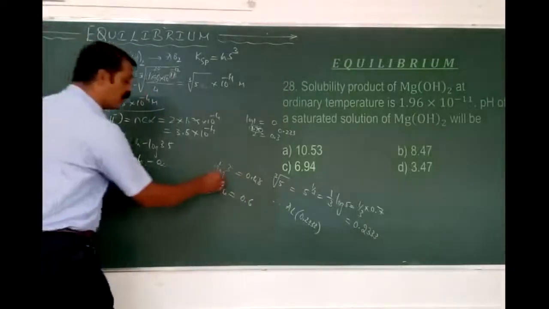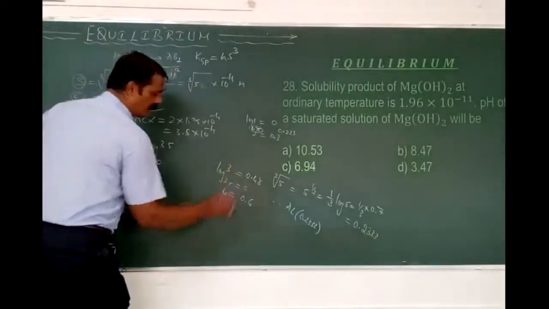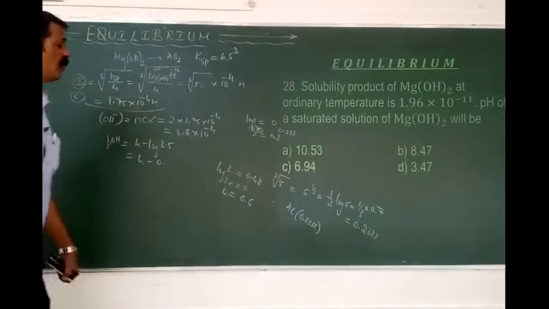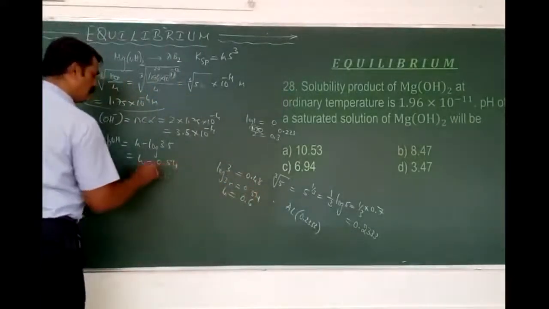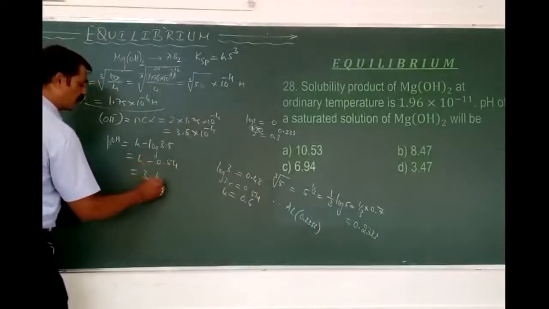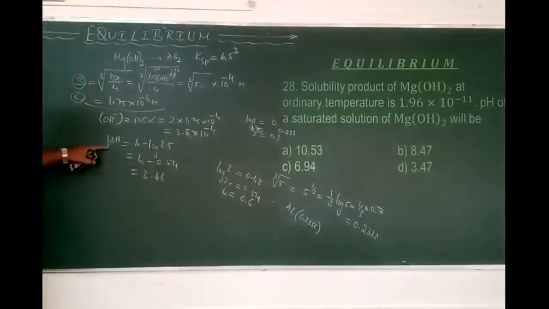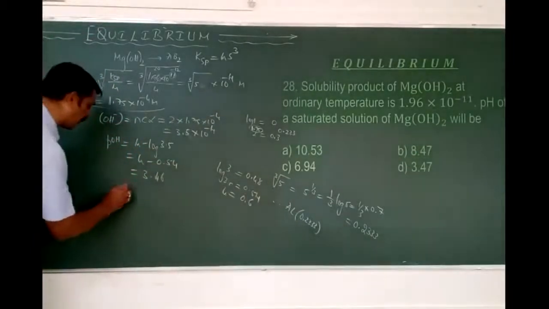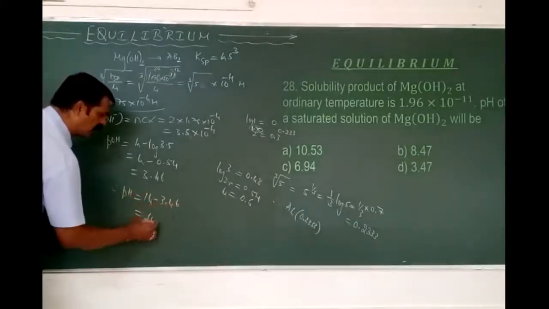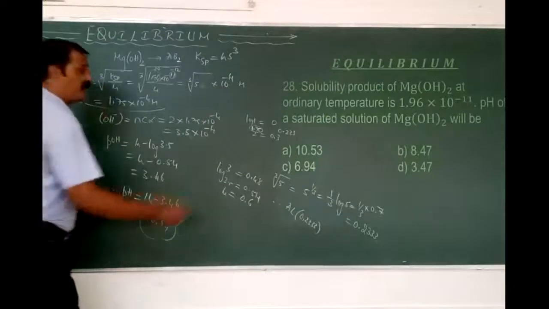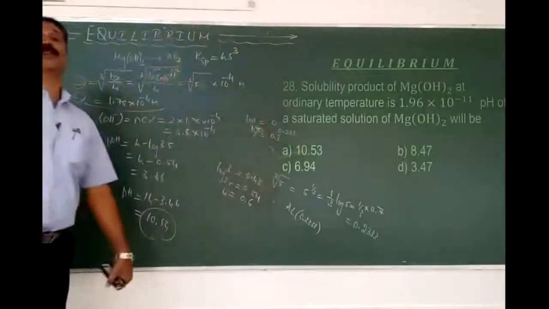The difference is actually 0.12, so here it is found to be 0.54. Therefore, it is equal to 3.46. What is this 3.46? It is the pOH, not the pH. Therefore, what is pH? 14 minus that, which is equal to 10.54. What is 10.54 nearest equal to?